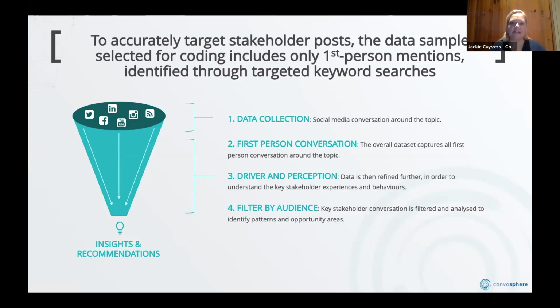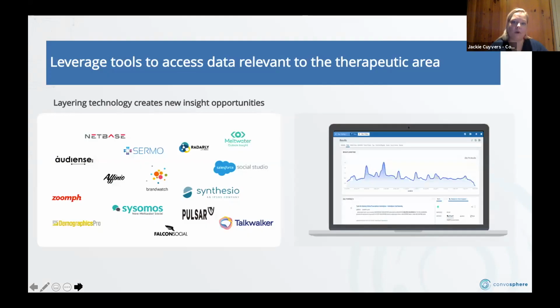Then within that data set, you can further refine it down by the drivers or perceptions of the stakeholders, or even by the stakeholders themselves. So only looking at the HCPs, etc. So there you've got your data, and you've refined the data set, and now you're ready to work with it. So how do you gather the data?